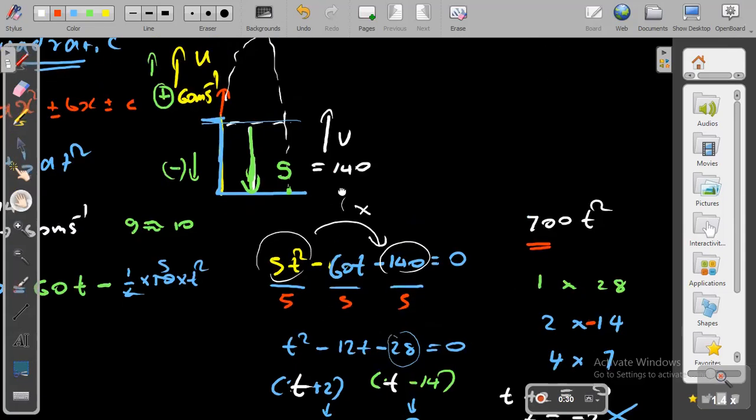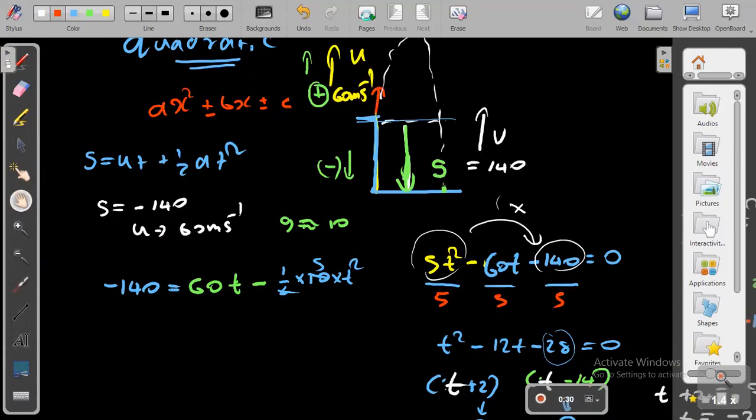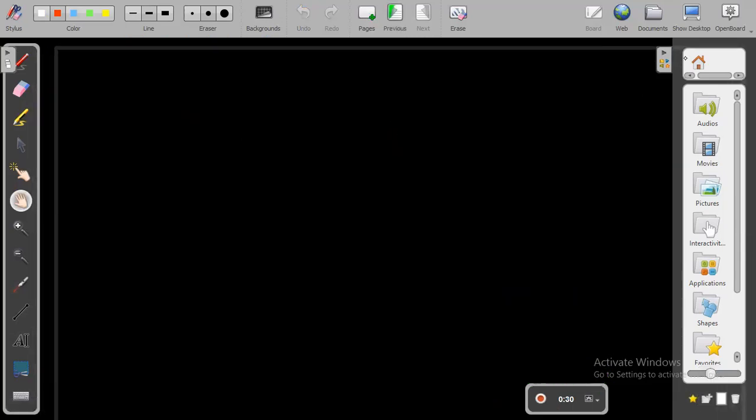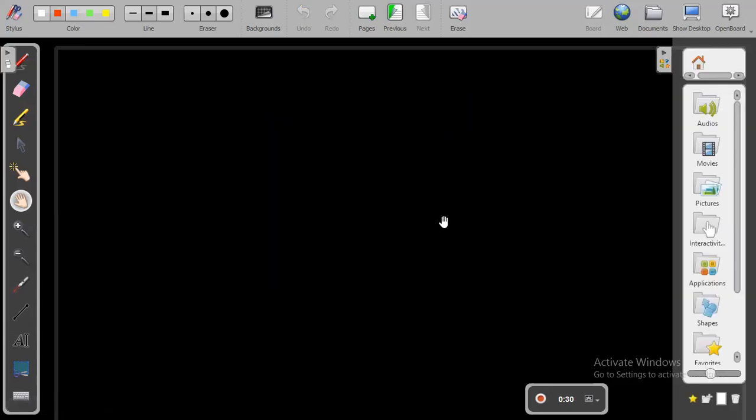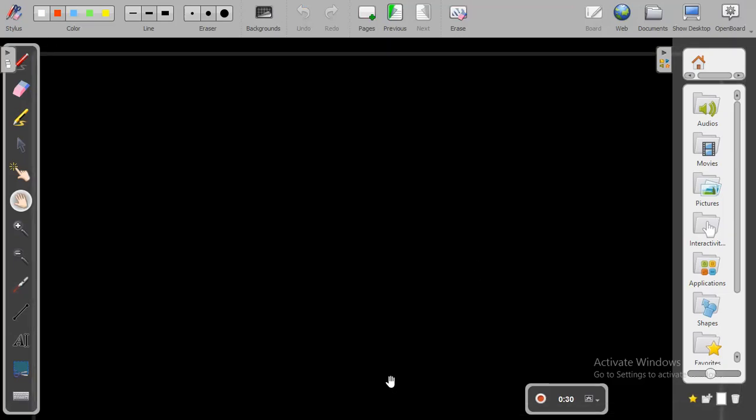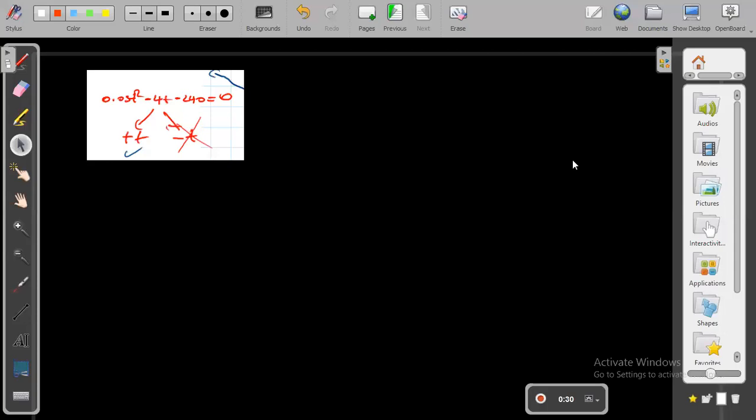Okay. In the last class, we got a certain question like this. It is also a very tricky one. How will we get here? I will rewrite it: 0.05 t square minus 4t minus 240 equals 0.